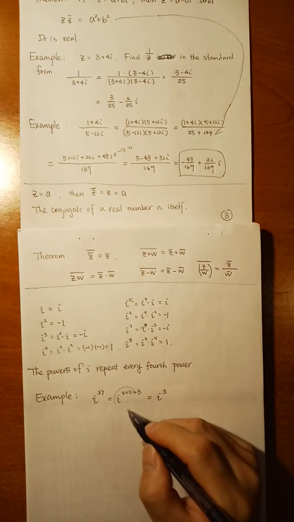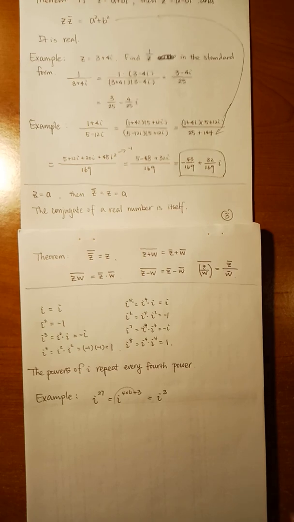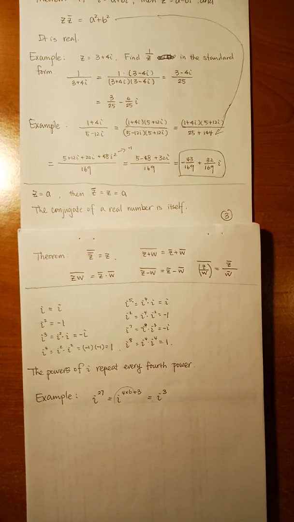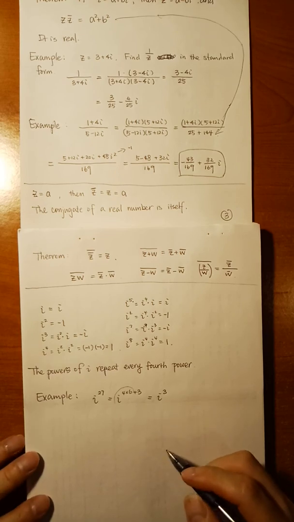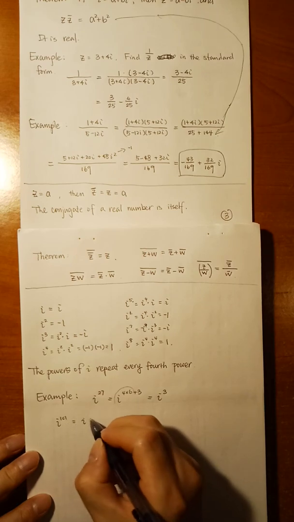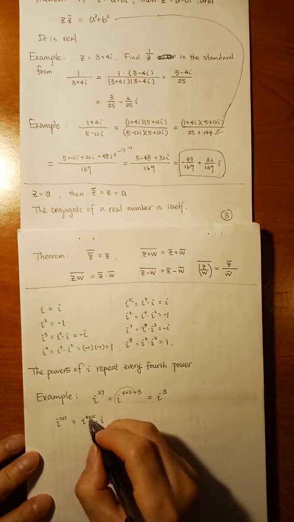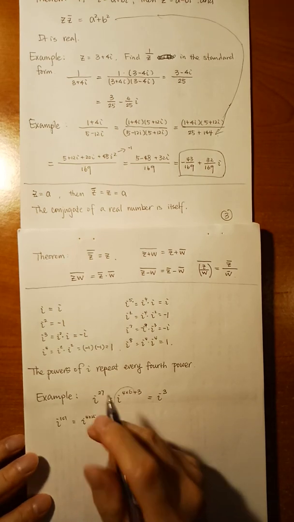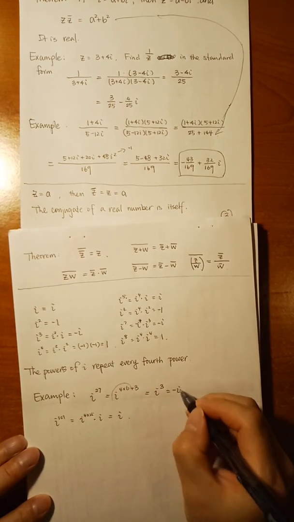This is repeated. It's like how you check the weekday, Monday, Tuesday, Thursday. Every 7 days, it repeats. Here every 4 powers, the power repeats. And if you have i to the 101, it's i to the 100 times i. 100 is 4 times 25. For i to the 4 times 25, this is repeated, so it disappears. So it is equal to i. And here, i cubed is negative i.